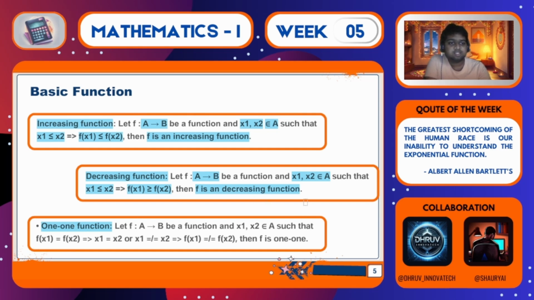Then the one-to-one function: when the domain and range are specified, and x1 and x2 belong to your domain A, then if the function values are the same, the points must also be the same. If the points are different, then the function values are also different, and then it's one-to-one. In simple terms, we have to make sure that for one input there is only one value as output.